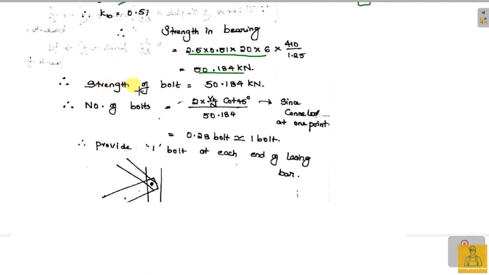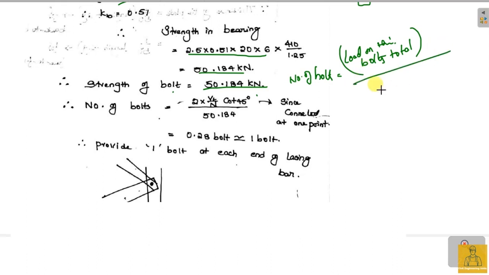So now what is the bolt strength? Minimum of those two values. So minimum is 50.184, and the other is 58. So now number of bolts is equal to the load coming onto this column, on these bolts in total, divided by the strength of each bolt.